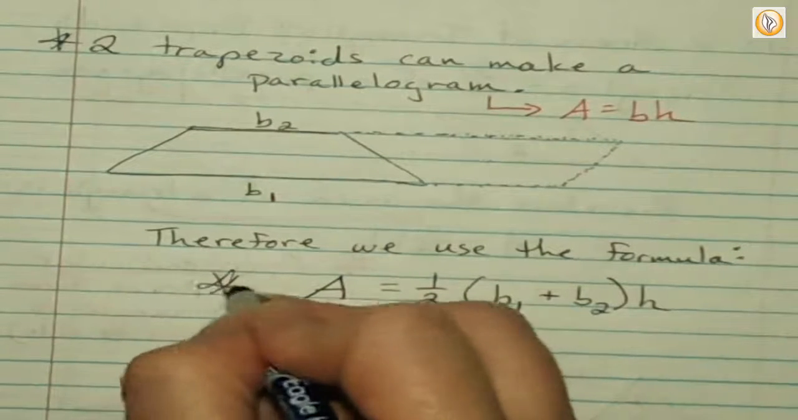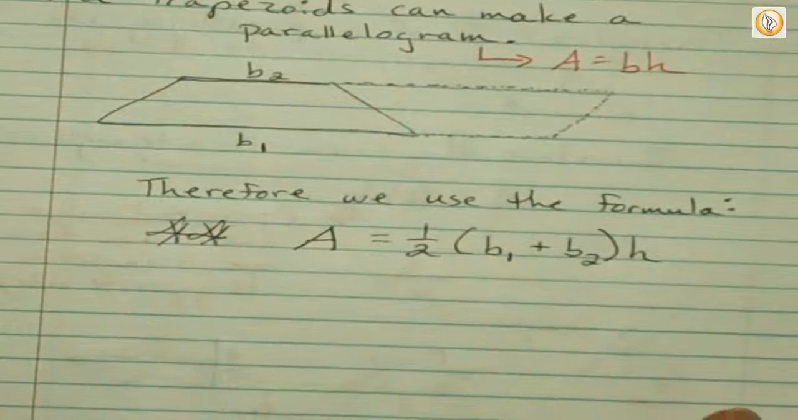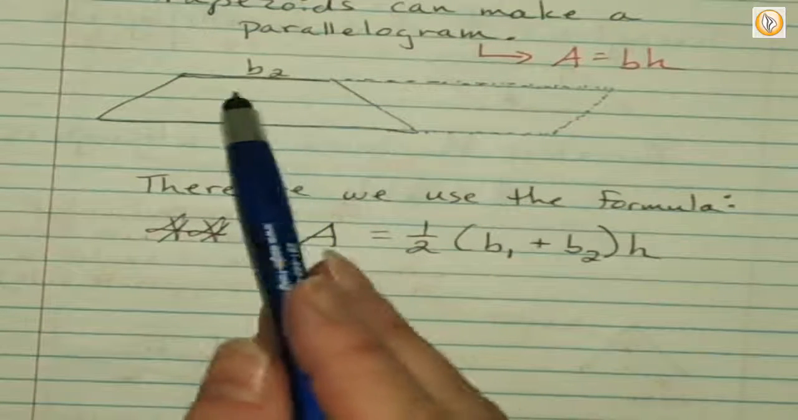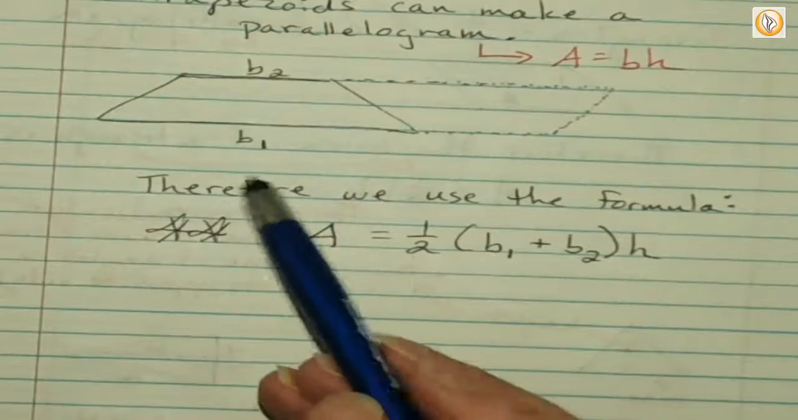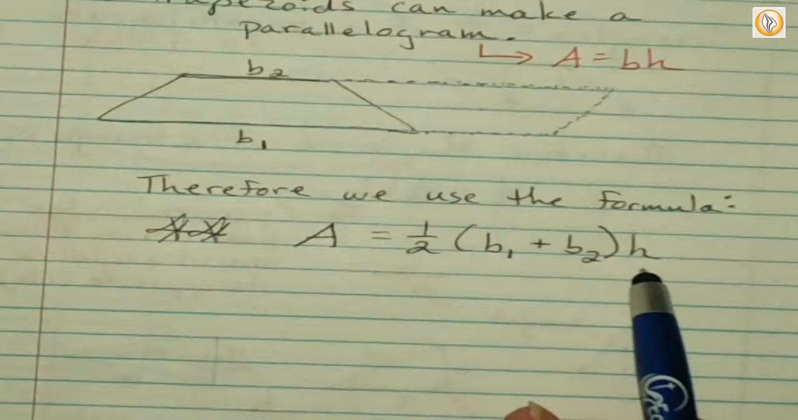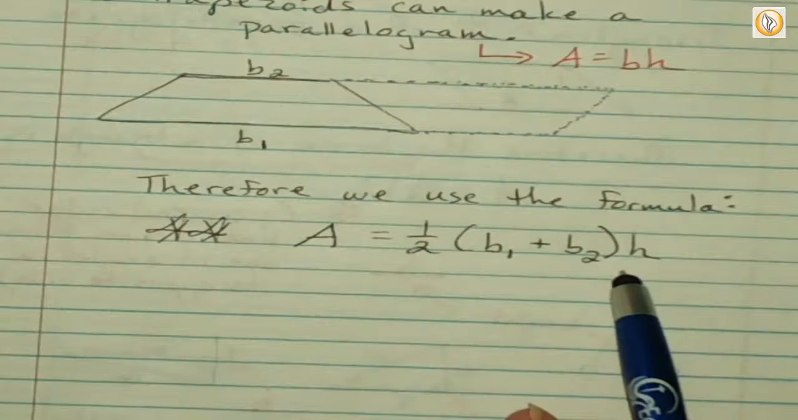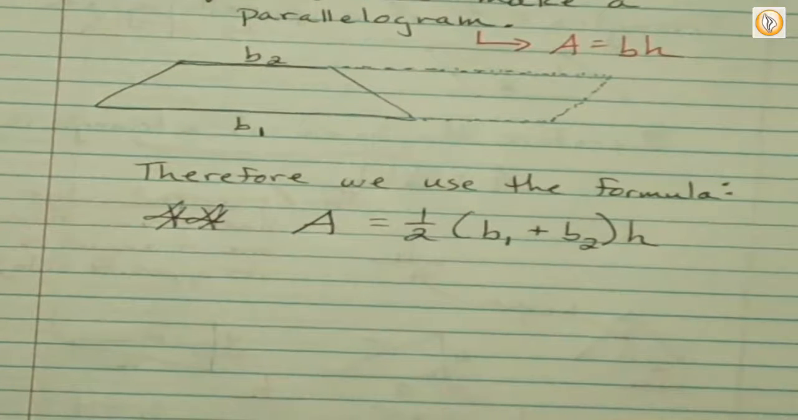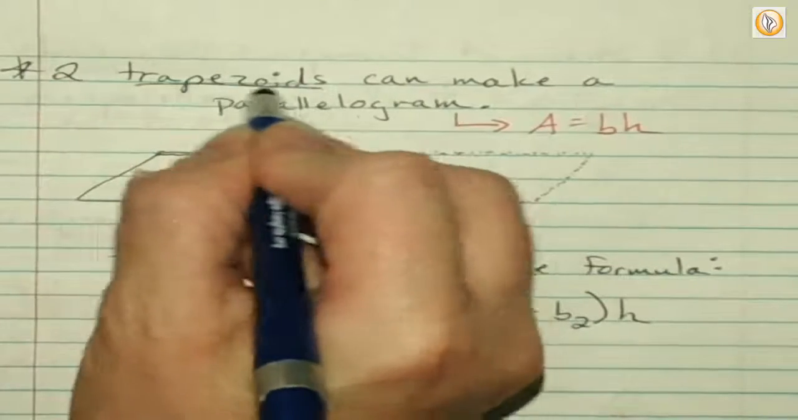So B1, base 1, plus base 2, times your height, and times half, or divided by 2. So write that down. You have it down? Okay. So these are trapezoids.